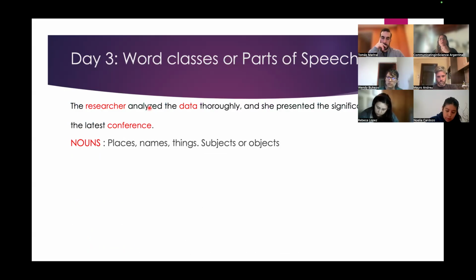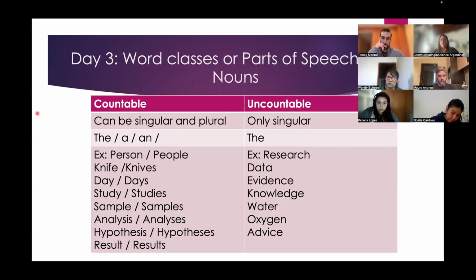So to start with nouns, here we have four: researcher, data, findings, and conference. What we first have to know about nouns in English is that sometimes you can count nouns and sometimes you cannot count them. For example, person is countable.